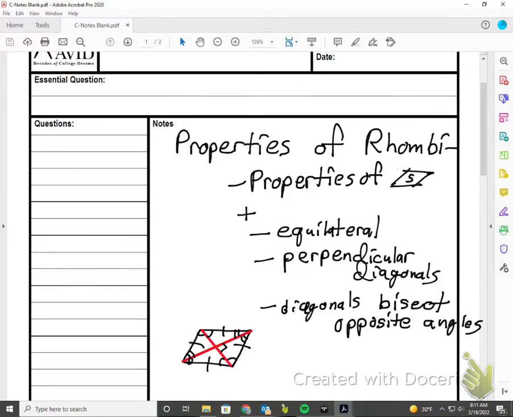So moving on. Properties of a rhombus, or rhombi if it's plural. All the properties of a parallelogram, plus it's equilateral. All four sides are the same. It has perpendicular diagonals, and the diagonals bisect the opposite angles. So I'm going to go through this probably faster than you're going to write it. So feel free to hit pause and copy it down if you don't have it already.